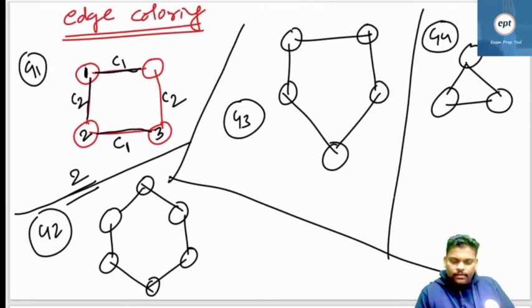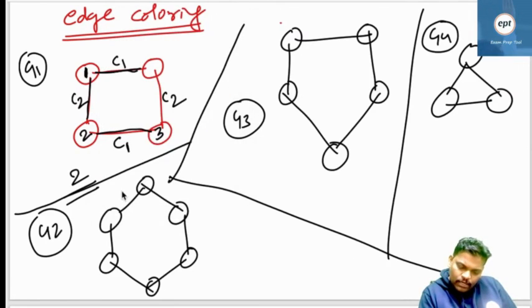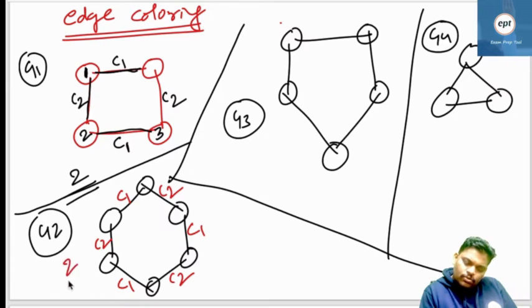Let me try for G2. I think it is a C1 color, C2, C1, C2, C1, C2. I think this is also 2 colors. G2 also 2.